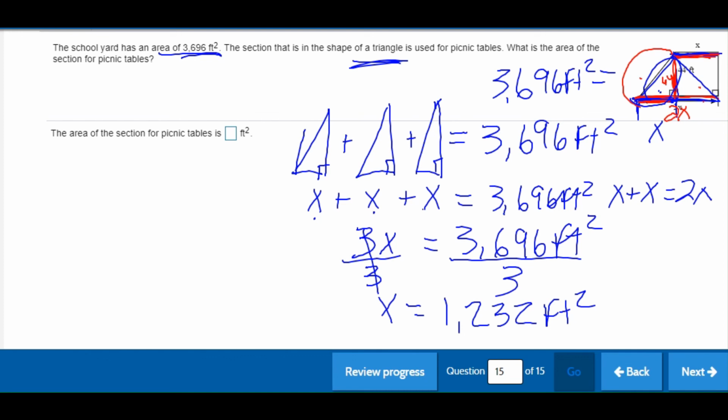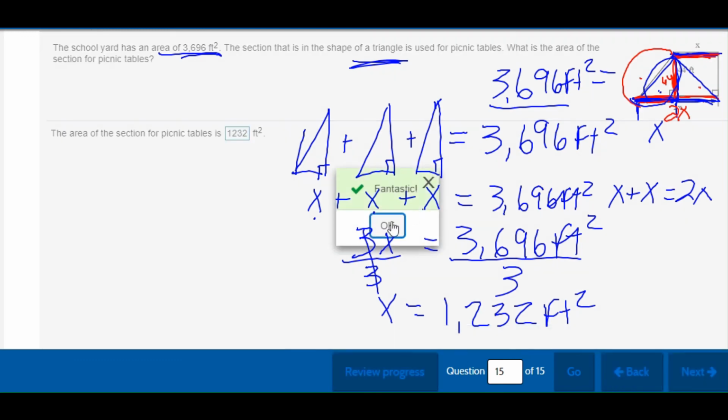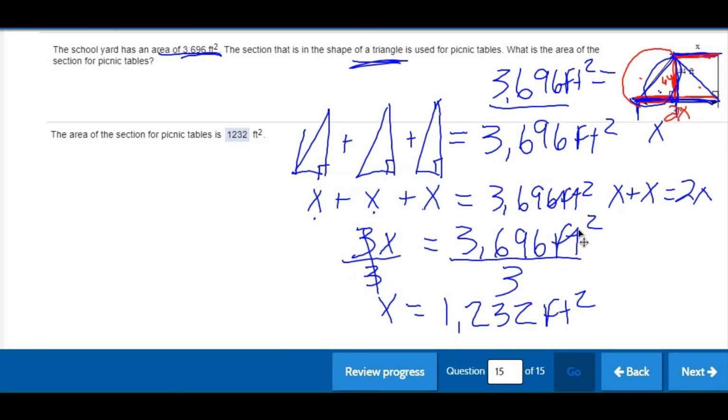So since they had the same base and the same height, all of the triangles, I was able to divide the area of all of them together by 3 to find the area of the triangle, which is the area of the picnic area. Now there are other ways to do this.